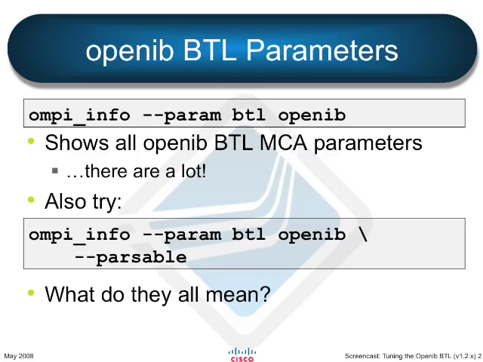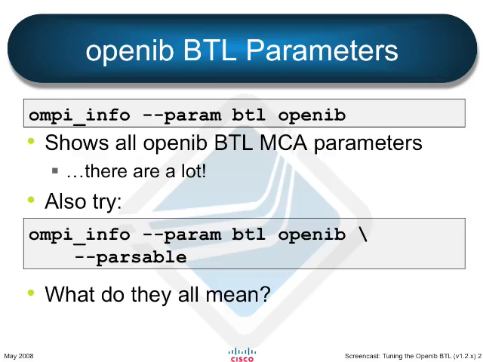So one quick command that can show you all the parameters is ompi_info --param BTL openib. Remember that the param command line parameter takes two arguments. Number one is the type of the framework, which is BTL in this case. And then the second one is the actual component that you want to see, in this case, openib. So this shows you all the BTL MCA parameters, and there's quite a lot of them.